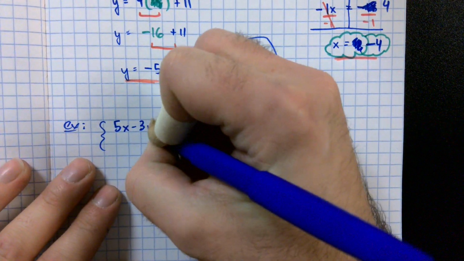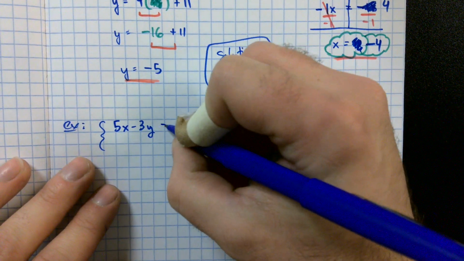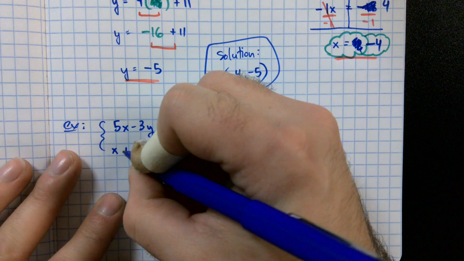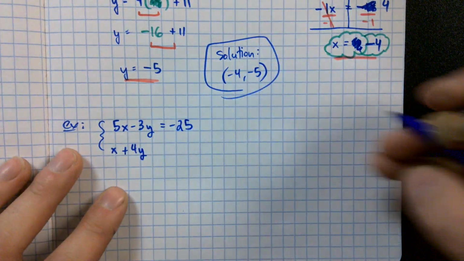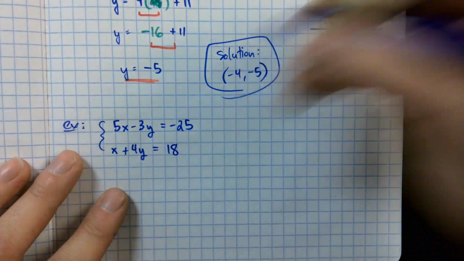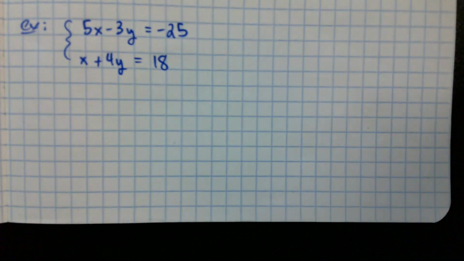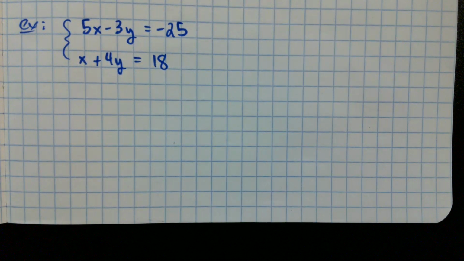Five x minus 3y equals negative 25, and x plus 4y equals 18. That's a big negative number. That's a very low number. It'll work out.